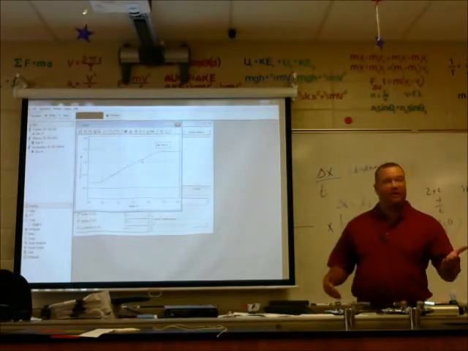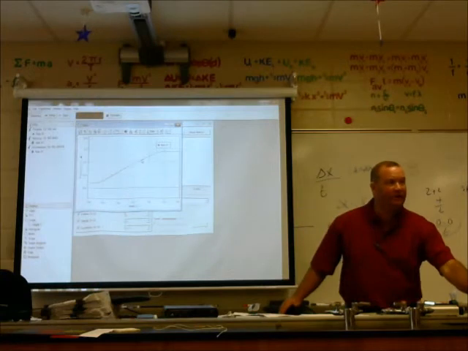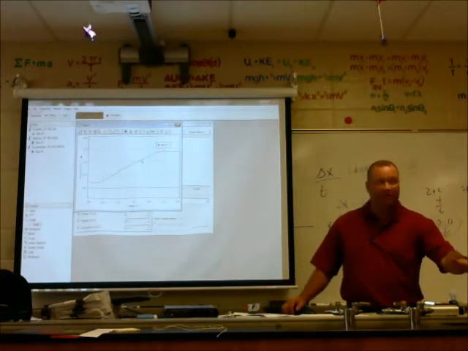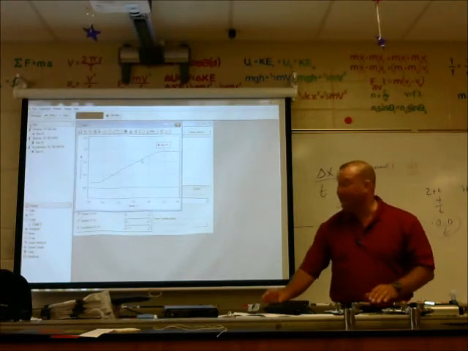What about velocity or speed? Are they the same thing here, from there until it hits here? Same or different? Velocity, speed. Same thing, right? Until I change direction, they're the same thing.